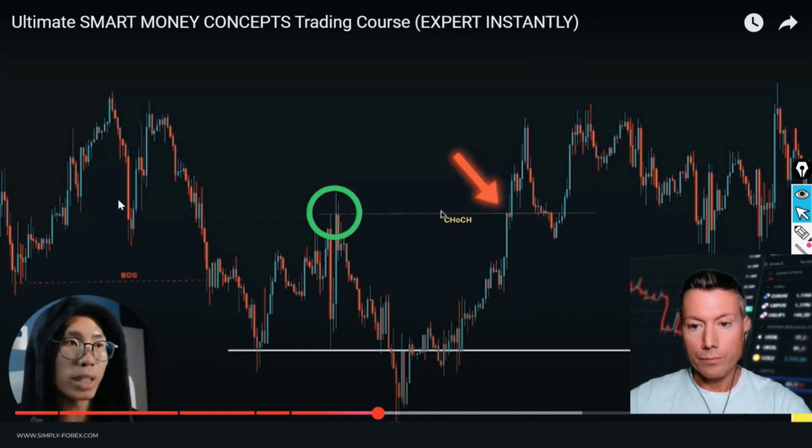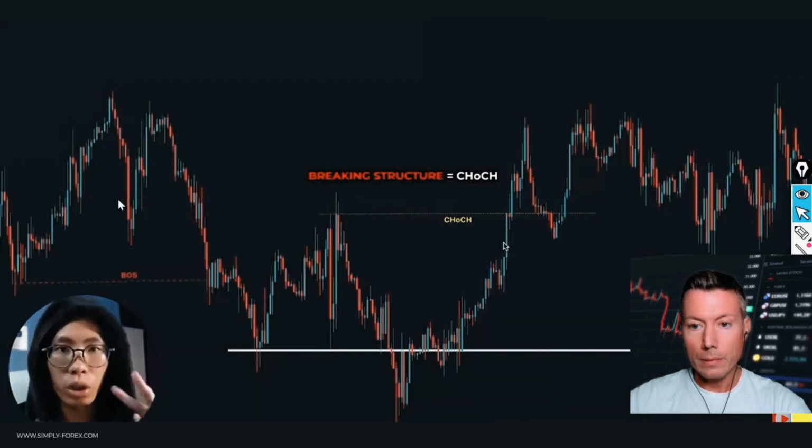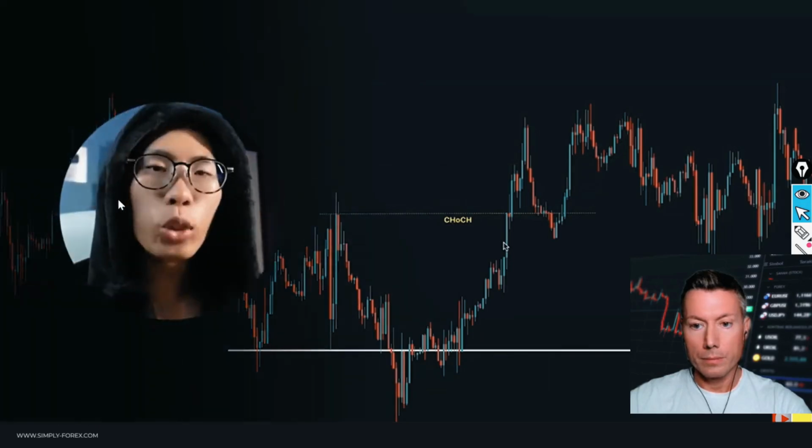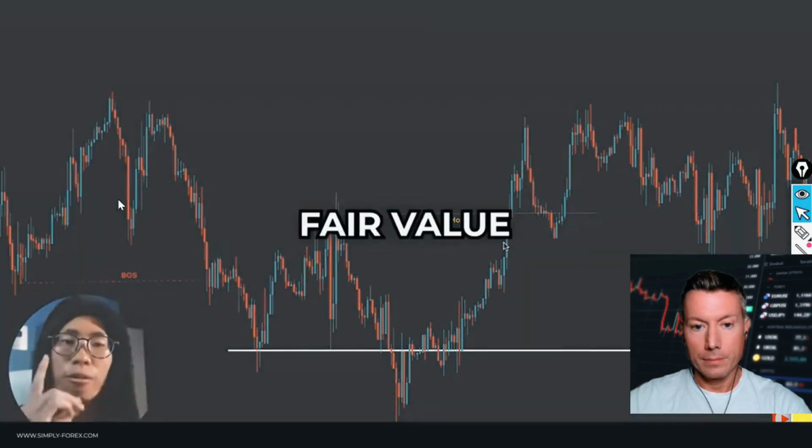Of time, this is when price has broken the last lower high, breaking structure, causing a change of character. Now next, when do we actually enter for the trade? We enter when there is a fair value gap.